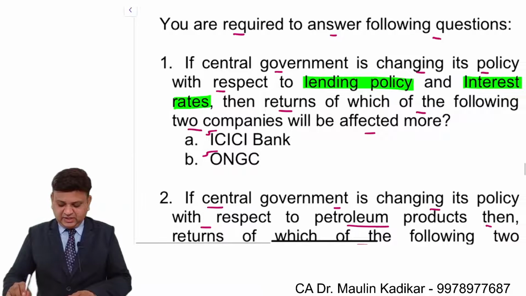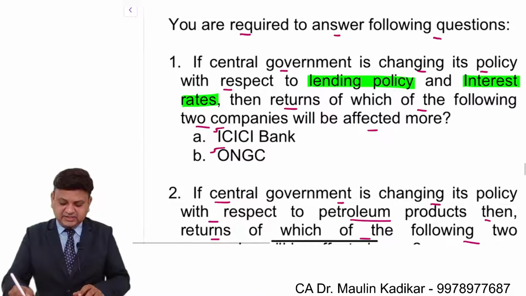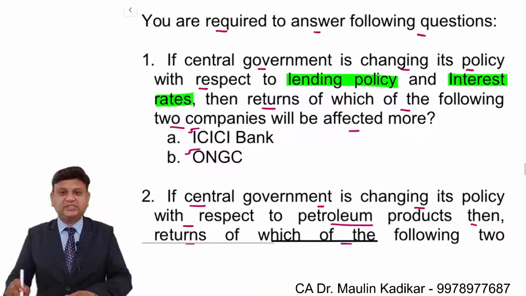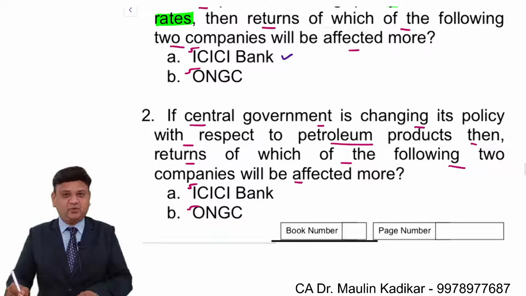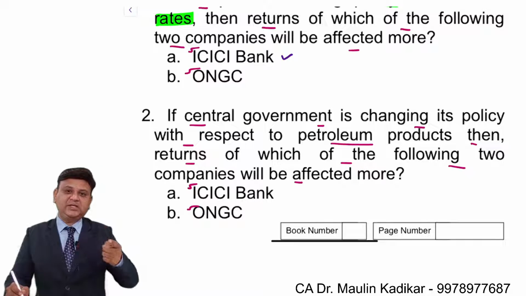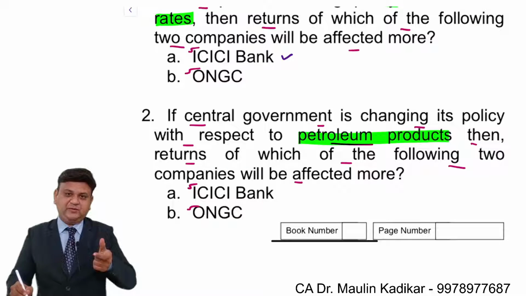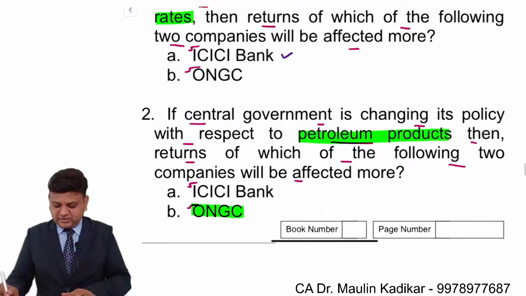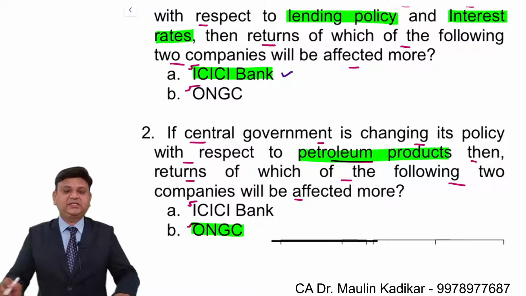We can say that definitely in case of a change in the lending policy, returns of all the companies will be affected more or less. Why? Because it is a systematic risk factor. However, the returns of ICICI Bank will be affected more. And when there is a change in the policy with respect to petroleum products, of course returns of all the companies will be affected. However, the rate at which it will have the impact on ONGC will be substantially more. So in the first case, the answer is ICICI Bank, and in the second case, it is ONGC.